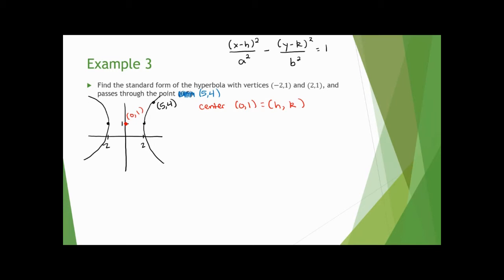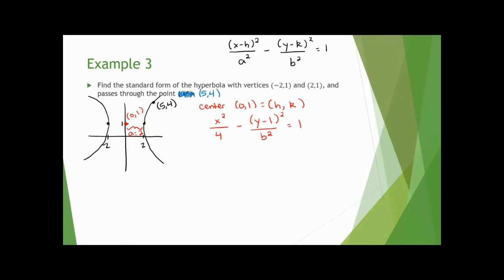Now I know a is the distance from the center to one of the vertices. So a is equal to 2. Now in order to find c, I would need to know a focus, but I don't have those. So I can't find c from where I'm at. So all I can do at this point is write what I know so far and put it in the equation. So in the equation we have x minus h, and h is 0, so that's going to give me x squared over a squared. So a is 2, so 2 squared is 4. Then I have y minus 1 because k is equal to 1, and then I don't know b squared.